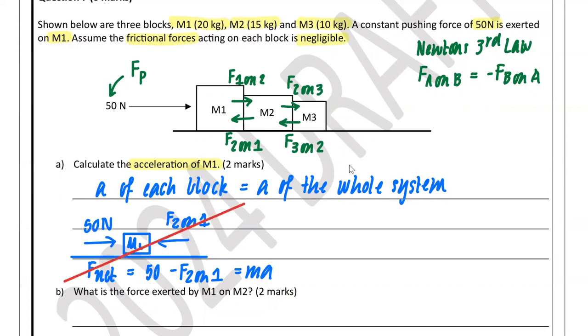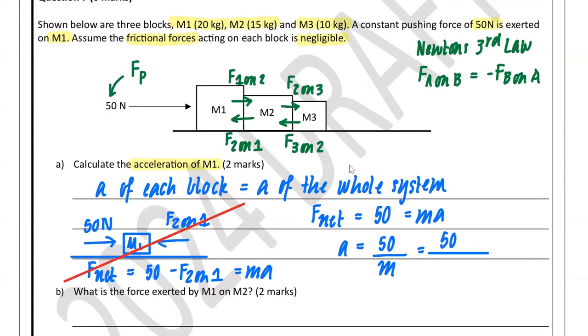Now let's try to analyze the system as a whole. The only force acting on all three blocks is going to be your 50 newtons. So therefore I can say that F net equals your pushing force, which is 50, and that equals ma. I can rearrange: acceleration equals 50 divided by the mass. In this case, because I'm analyzing the whole system, I have to include all the masses of the system. So therefore it's going to be 20 plus 15 plus 10.